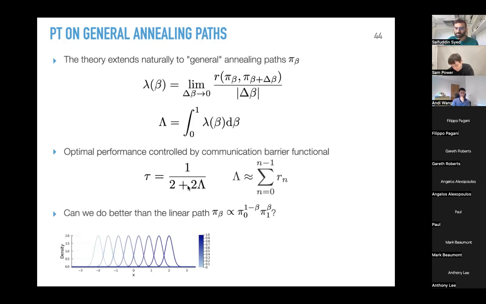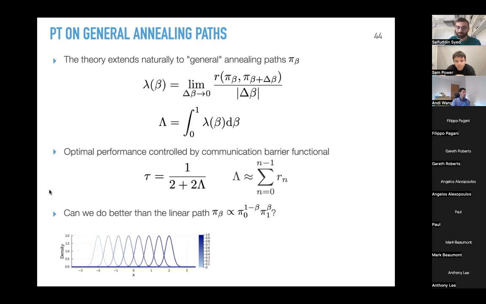Even for nonlinear paths, the optimal round trip rate turns out to be 1/(2 + 2λ), and the sum of the rejection rates approximates this communication barrier, which justifies the schedule tuning as well. But the question is, can we do better than the linear path? There's actually been work recently with Tan et al. in 2001 that showed that the linear path is suboptimal for many problems.